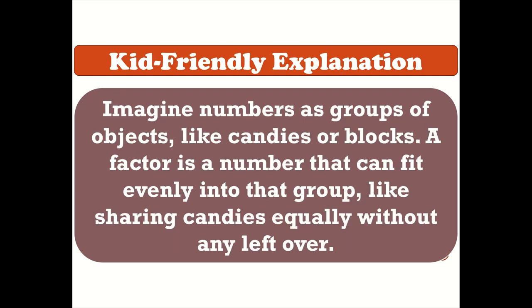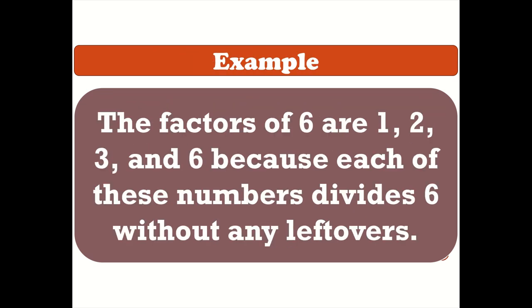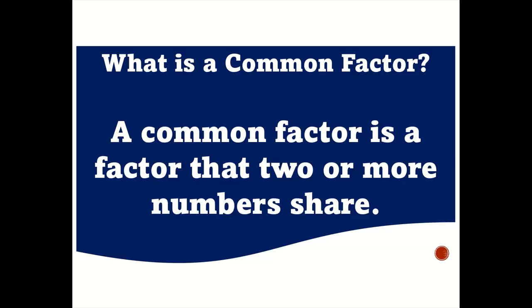Kid-friendly explanation. Imagine numbers as groups of objects, like candies or blocks. A factor is a number that can fit evenly into that group, like sharing candies equally without any left over. Example: the factors of 6 are 1, 2, 3, and 6 because each of these numbers divides 6 without any leftovers.